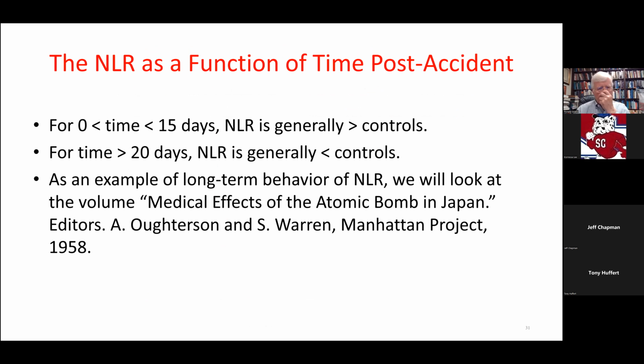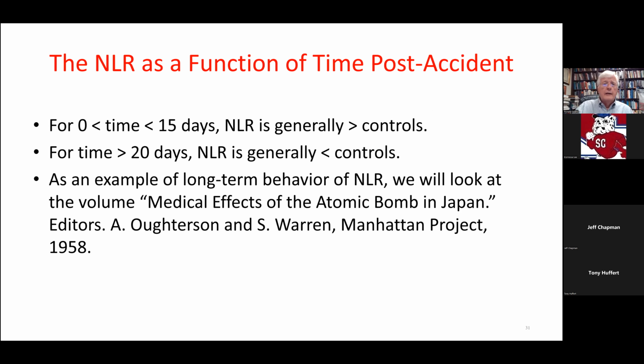So suppose we have a weapons event. You're going to have some people go to the reception centers immediately. Some people are going to straggle in a day or 2, 3 later. And so what we found in looking at our data set is for under about 15 days or so, about 2 weeks after the event, the neutrophil lymphocyte ratio is generally greater than controls. And surprisingly to us, for times over about 3 weeks or so, it's less than controls, just from the kinetics of the situation.